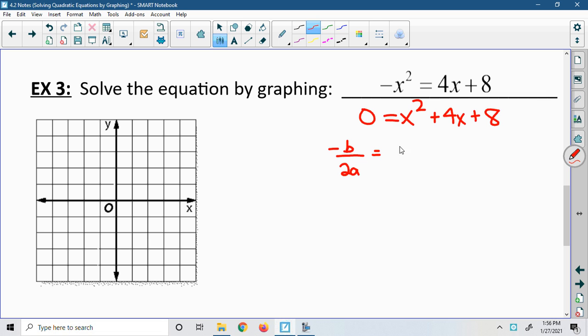So we got to do our -b over 2a. So it looks like we'd get a -2. When I plugged that -2 in a few minutes ago, I got a 4 for the y value, and that is the vertex. So -2, 4. Also, from our standard form, we know that the y-intercept is up at +8, which I'll estimate somewhere up there. Use a little symmetry. You have yourself a nice parabola.